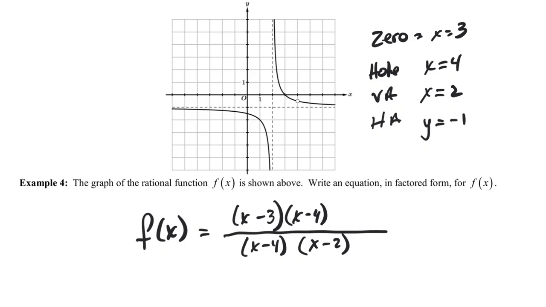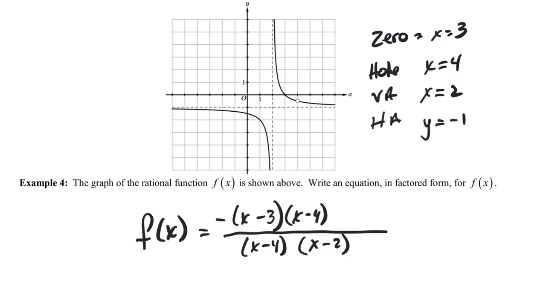And then I need to have a -1 for my horizontal, which means the degree in the top and the bottom had to be the same. And if you look at it now, the degree in the top is x squared. The degree in the bottom is x squared, because if you FOIL those out, you'd have x squared's top and bottom. So the only thing I need to do is make it a negative because it moved down 1, right?